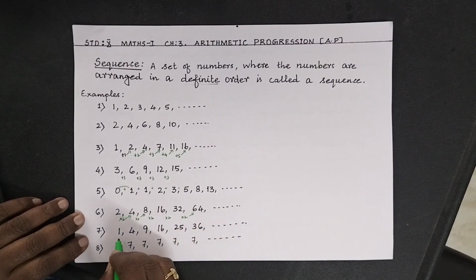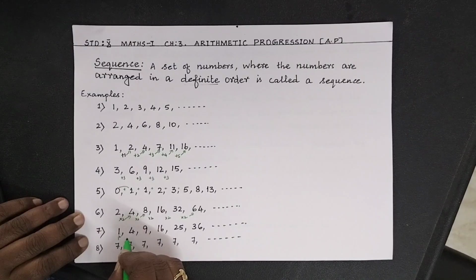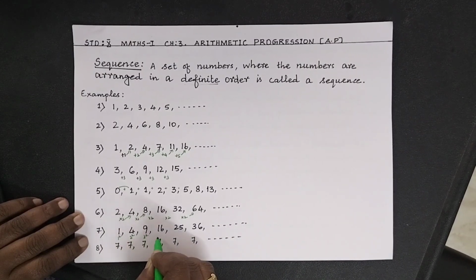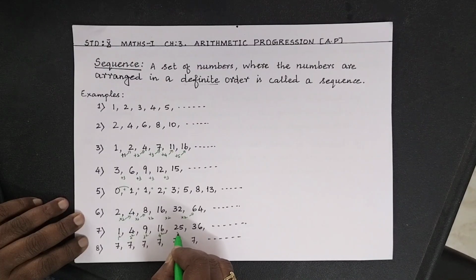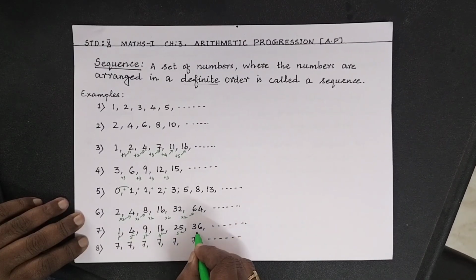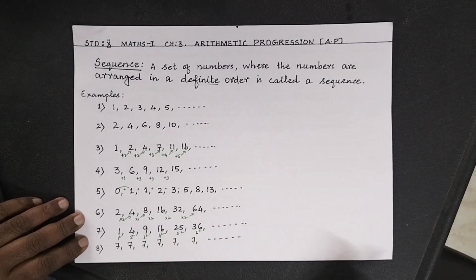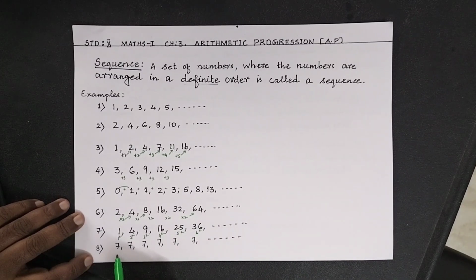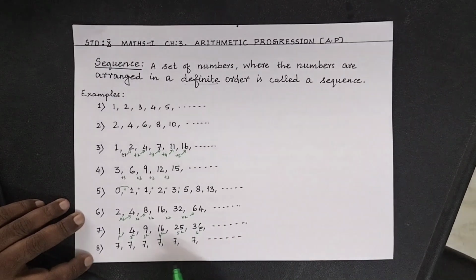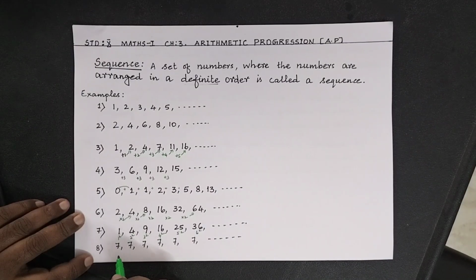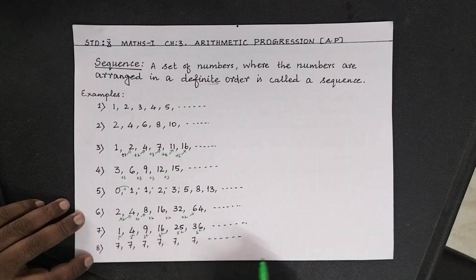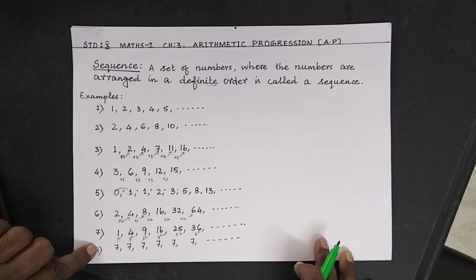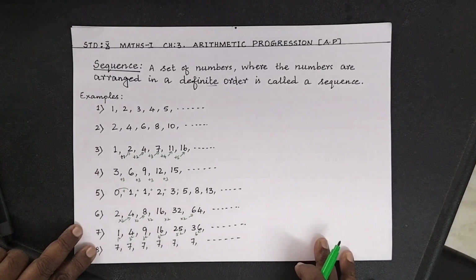Next is 1, 4, 9, 16, 25, 36, etc. Now here these are the squares of natural numbers. 1 square, 2 square, 3 square, 4 square, 5 square, 6 square and so on. Okay, so this is also a sequence. Even this, look at this 7, 7, 7, 7, 7, the difference is 0. 7 plus 0, 7, 7 plus 0, 7, so the difference is 0. So this is also a sequence. All 8 examples are sequences.